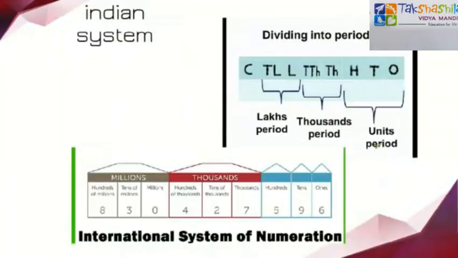Now just come to page number 75. How is the Indian and International System of Numeration related? Let's see that. In the Indian system of numeration, we have periods like units period, thousands period, lakhs period, then crore. But in the international system of numeration, we have units period, thousands period, and millions period. In the Indian system, after 10,000 we have lakhs, 10 lakhs and crore. But in the international system of numeration, after 10,000 we have 100,000, then the million period starts. And this is the difference between the Indian system of numeration and the international system of numeration.